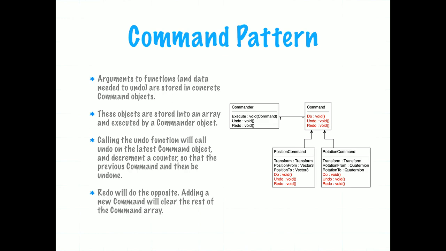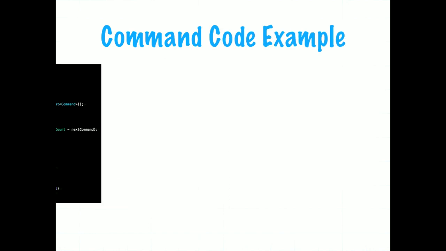So in this case, we have a commander, which has a bunch of commands. Each command, in this case let's call it a position or rotation command, has a do, an undo, and a redo. I should mention the reason these are red is because these are protected. That means these are virtual, and these override those implementations. So here we go. We have commander, execute, undo, and redo. It's not too bad. As for an interface, we'll see the code now.